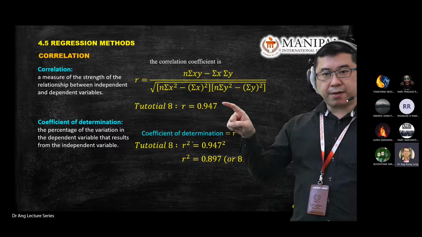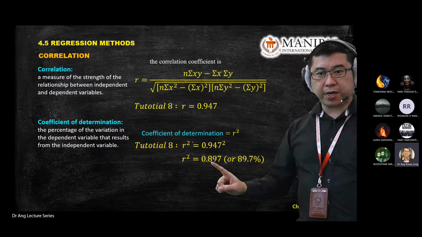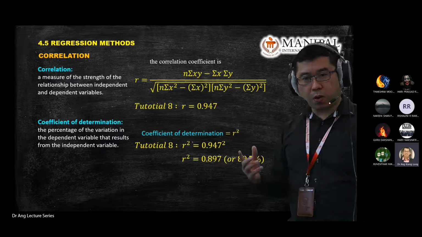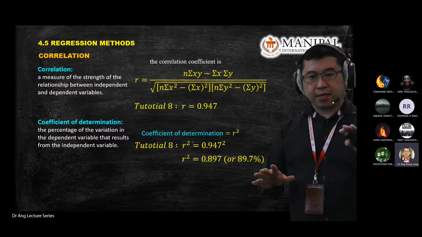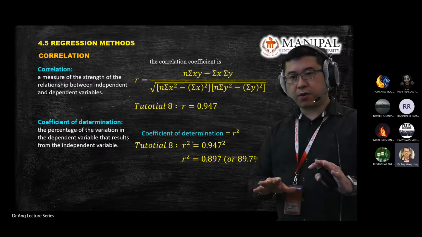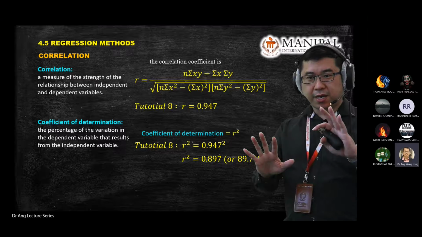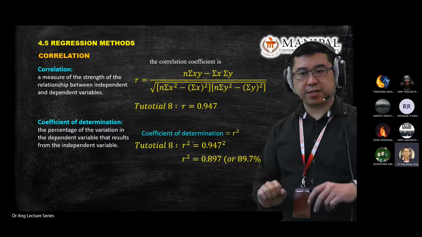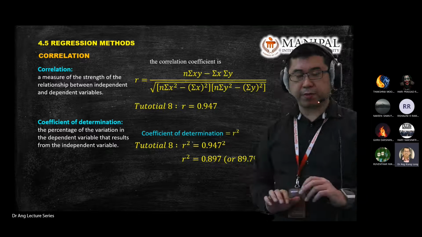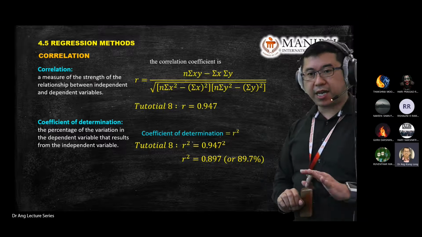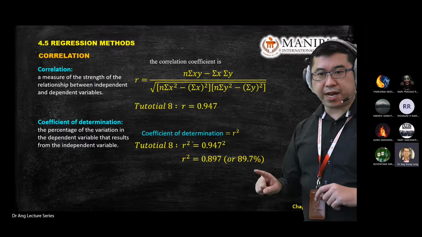If you take the example of tutorial number 8, you square this value, you get 0.897, or 89.7%. It means if A does something, it will affect B almost 90%. It means A and B will react to each other. Okay, if you see it as a chemical reaction, then it will be easier to understand. A does something, B will react, or B does something, A will react, if you have a very high percentage.